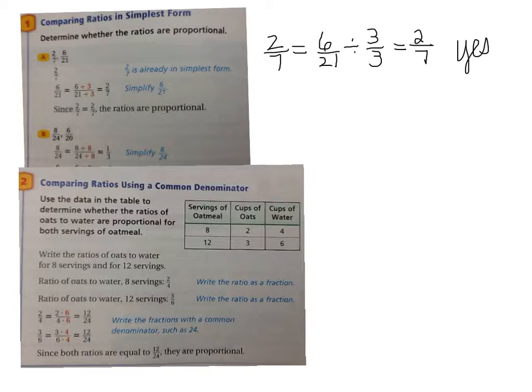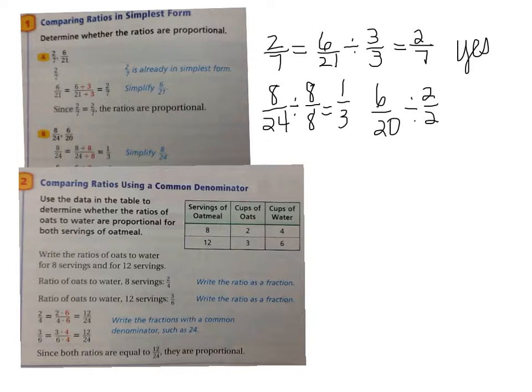Okay? Look at the next one. 8 to 24 and 6 to 20. Are 8 to 24 and 6 to 20 in simplest form? No. 8 to 24 can be divided by 8, which simplifies to 1 to 3. 6 to 20 can be divided by 2, which gives 3 over 10.